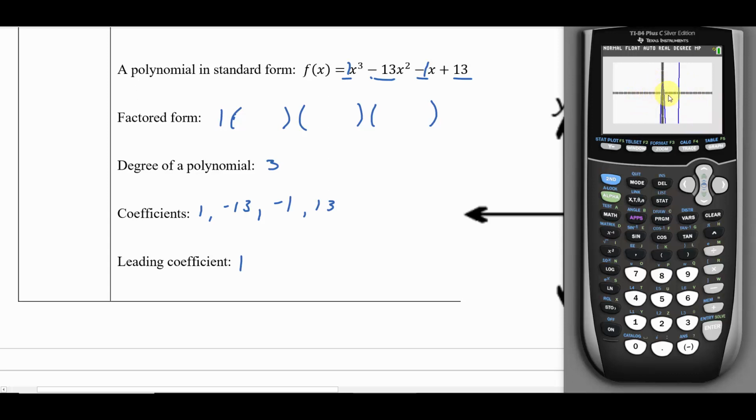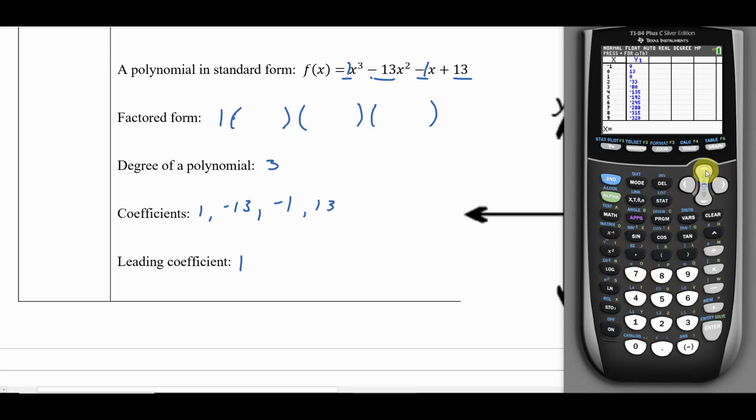So there's my 2, and then there is a third one right over here. Okay, so just to make sure I know where those are at, I'm going to use my table feature. I'm going to go to my table, and what I'm looking for is zeros in the y column. That's how I know I'm looking at an x-intercept, because every x-intercept has a y-coordinate of 0.